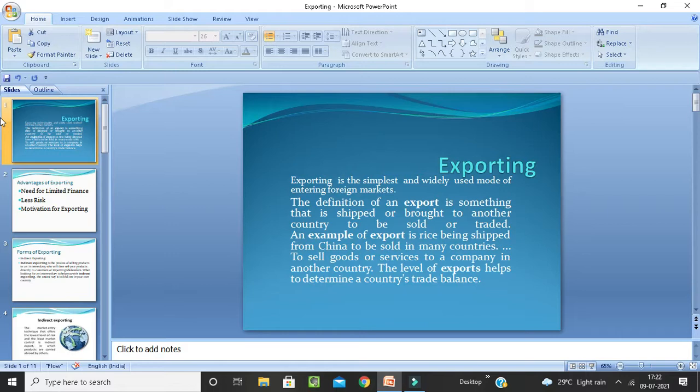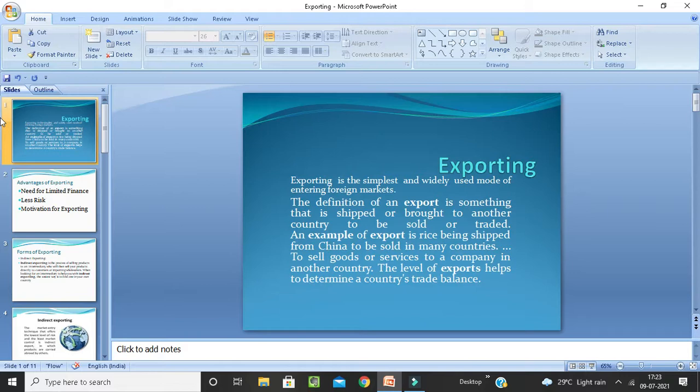What are the requirements that will be there? They will say in advance to the host country so that they can fulfill the requirements of the expatriate countries. See, the definition of an export is something that is shipped or brought to another country to be sold or traded. The best example of exporting is rice being shipped from China to be sold in many other countries. To sell goods or services to a company in another country is nothing but exporting.